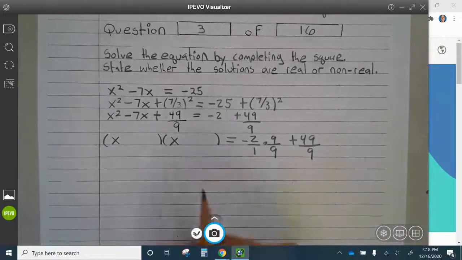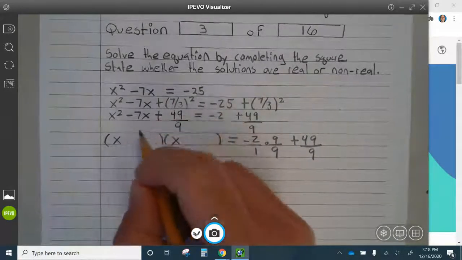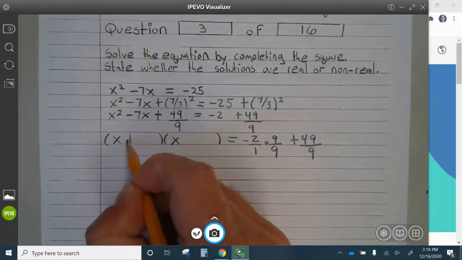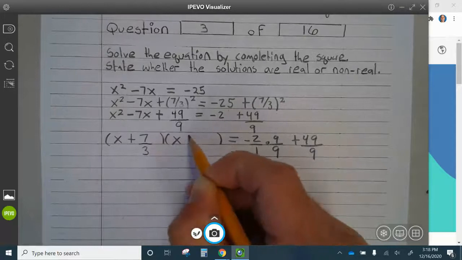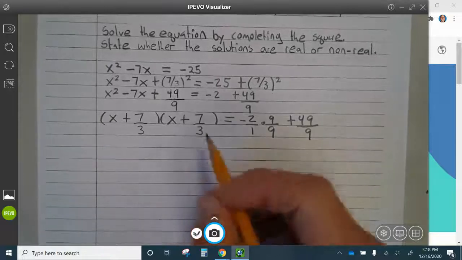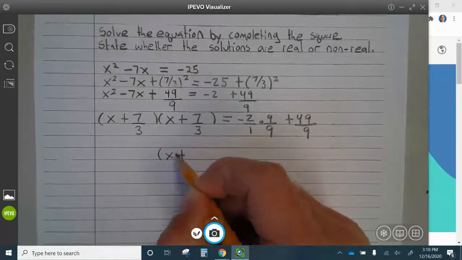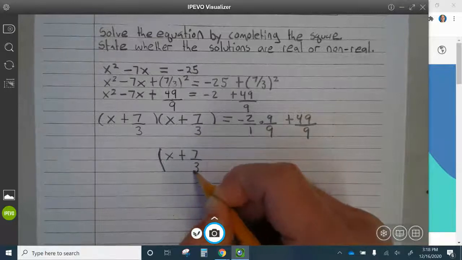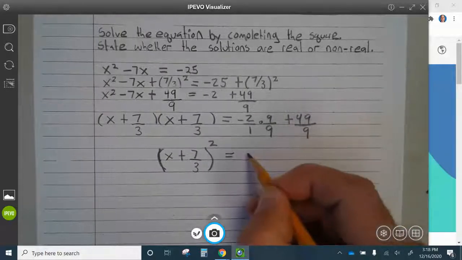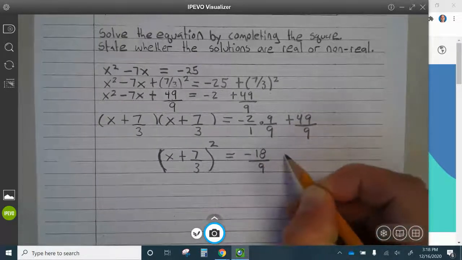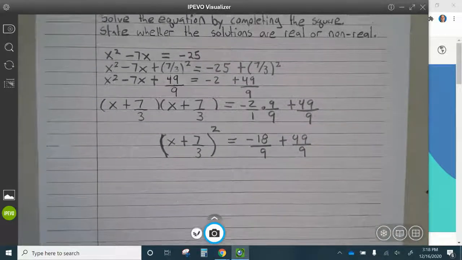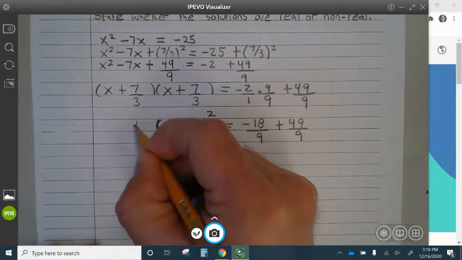Okay, so then here, well, we know the factors pretty simple. It's plus 7 thirds. Okay, now this becomes x plus 7 thirds squared equals negative 18 divided by 9 plus 49 divided by 9. Okay, we're going to take the square root plus or minus of both sides.